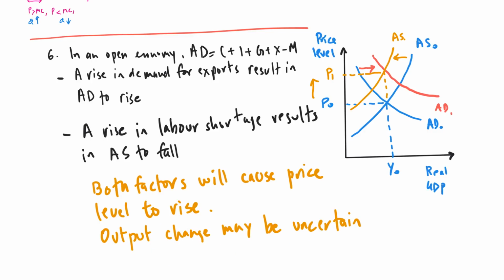So you talk about how in an open economy AD will rise, but there will be labor shortages causing the supply curve to shift backward, and discuss how output will rise or fall or may remain unchanged depending on the changes here.